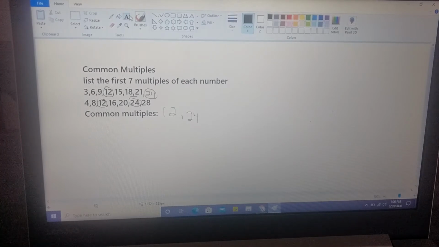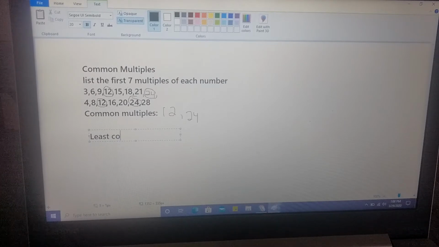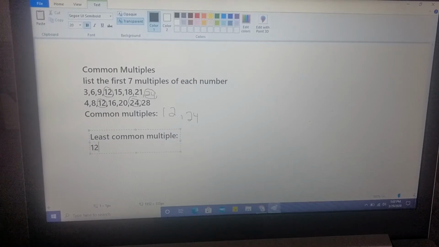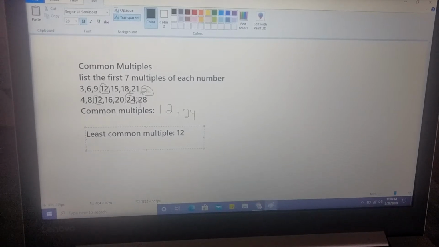Now, if they ever ask you for the least common multiple, the least common multiple would be 12, because that's the first multiple that they have that's the same. So common multiples and then least common multiples.